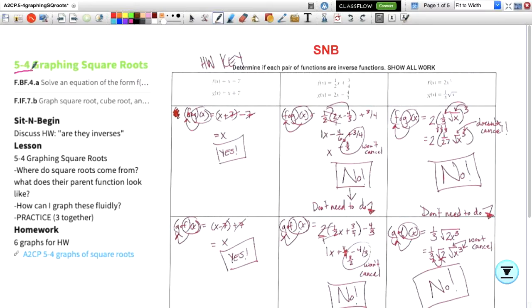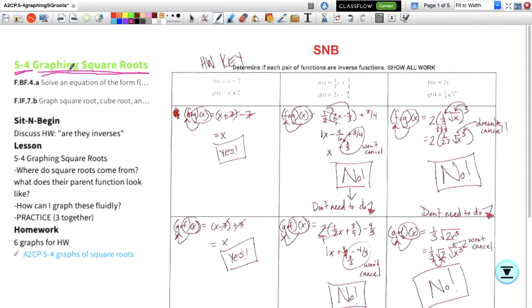Today we're going to look at section 5.4, which is the first time we're doing graphing in this section, and it's going to be graphing specifically square root functions. So we're going to review a little bit about square roots, where they come from, and how we can go about graphing these pretty efficiently. There's a couple strategies that if you Googled it, you would see online. Some of them involve translations.